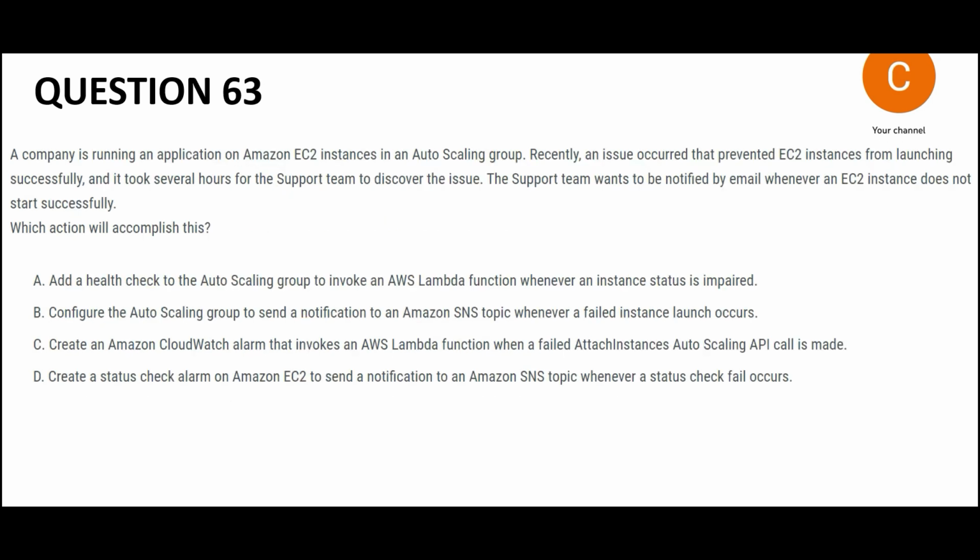Now let us look at the next question. This question is short and simple. If an EC2 instance is starting up and during initiation and launch it fails, the support team should be getting an email. Simple. When we talk about email, what service did I explain? SNS. So where do you see SNS being used? We see it in option B, and we see it in option D.